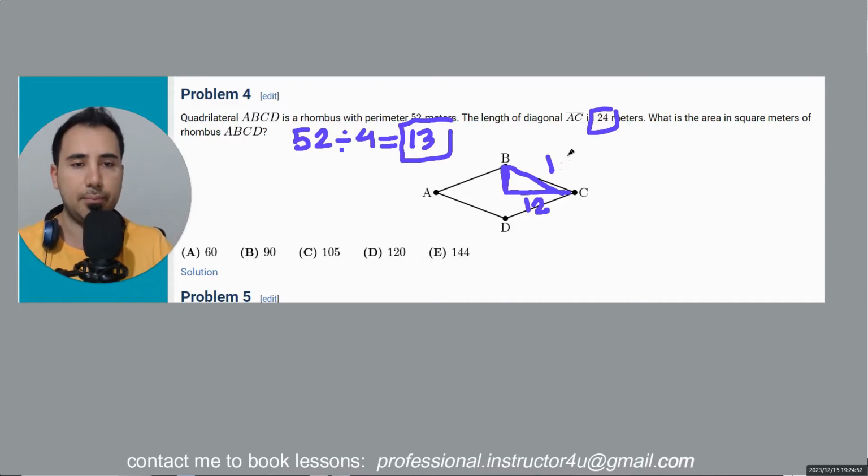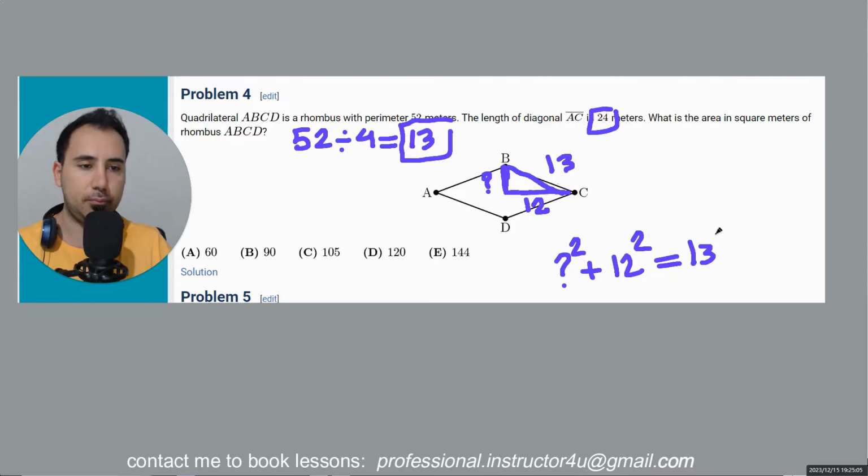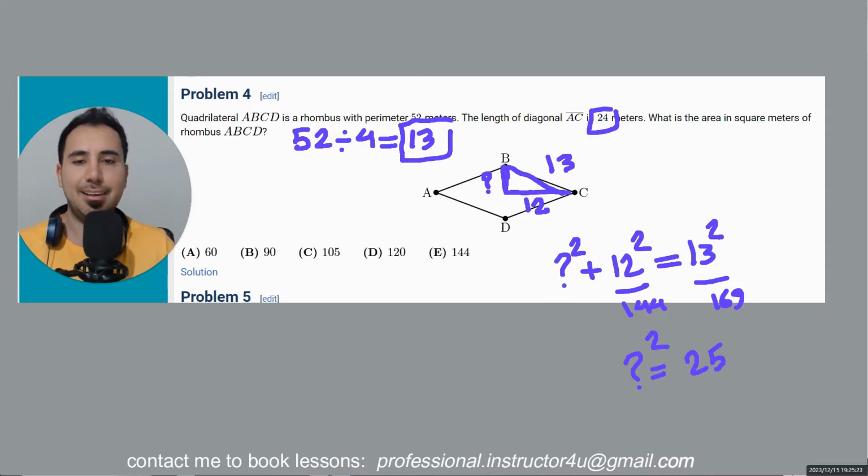Let's assume that you didn't know this, but it's still okay. Let's call this part, the middle one, question mark. So question mark squared plus 12 squared is equal to 13 squared. This is 169. This is 144. So question mark squared is equal to 169 minus 144, which is 25. So question mark is 5. There you go. Okay, that's it.